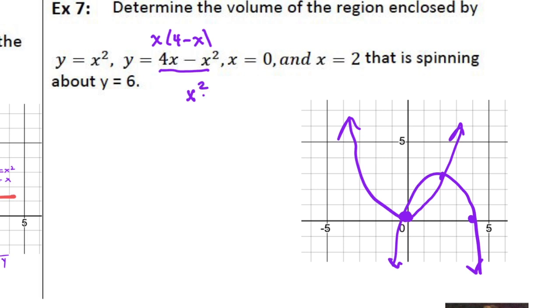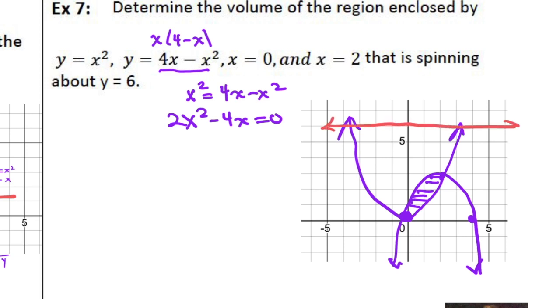Let's find out. So we said x squared equal to 4x minus x squared. So 2x squared minus 4x is 0, and we definitely have a boundary at x equals 2. All right, so that's the region. But where are we spinning? We're spinning on y equals 6, which is way up here. There we go. Definitely going to have some hollow pieces. Draw my spinning. Now the reason, once again, that we're drawing where we're spinning is so that we know to start the radius, go to the outer edge.